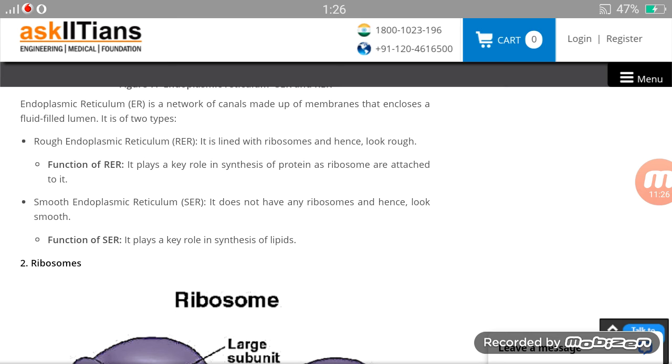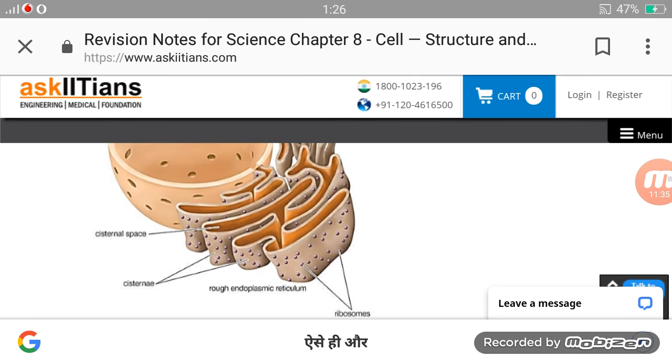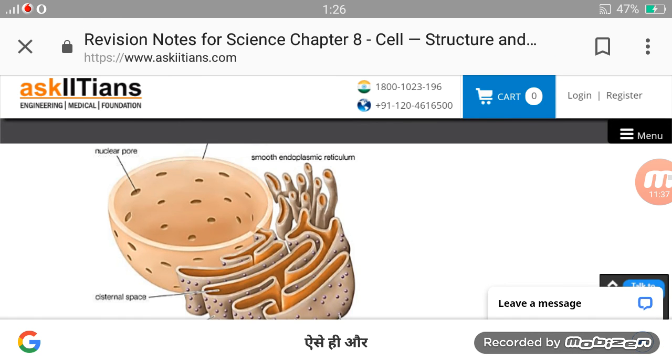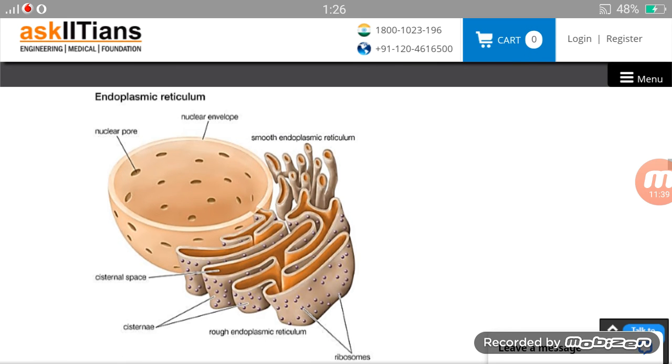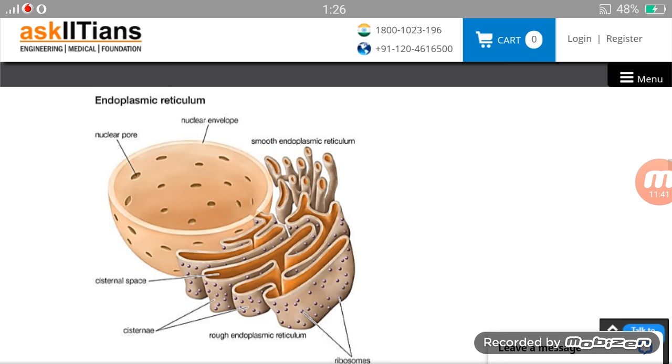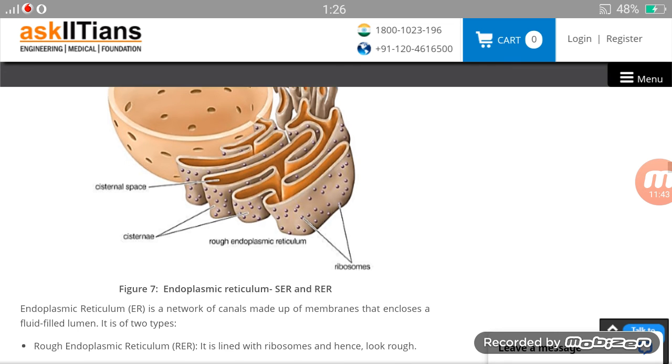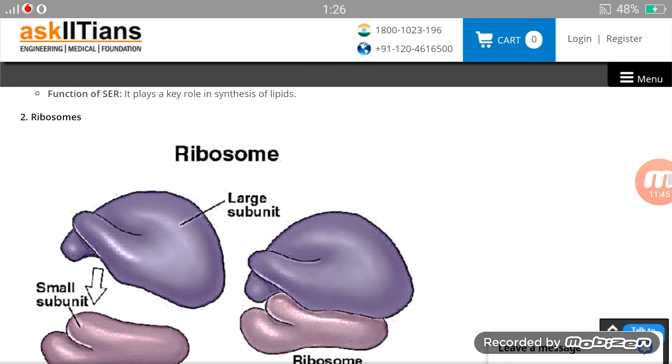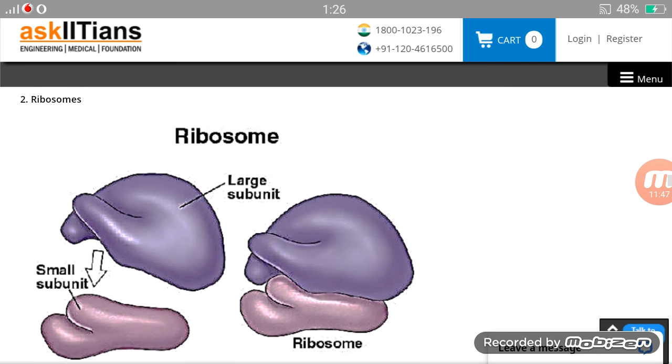And what is the function of SER, meaning smooth endoplasmic reticulum? It plays a key role in the synthesis of lipids. So I hope ER is clear to you. You can have a glance at this diagram. Diagrams are given very nicely on this side, that's why I'm showing you.